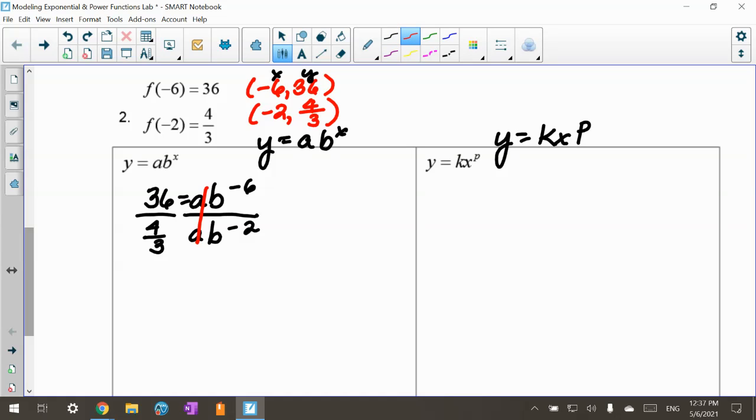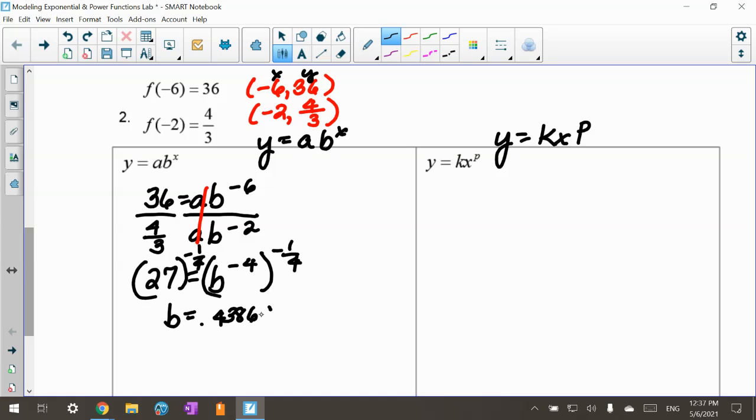So 36 divided by 4/3 comes out to be a nice 27 equals, and then if I'm dividing, that's going to be b to the negative 4. Okay, I'm going to raise both sides to the negative 1/4 so I can get b. And when I do, I get b to be 0.438691. Now I know y equals a times 0.4387, I'll just round it to that, okay, to the x.